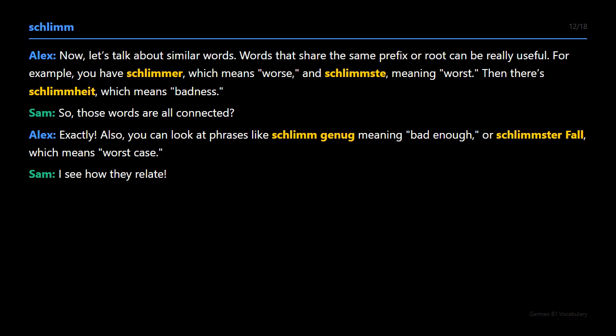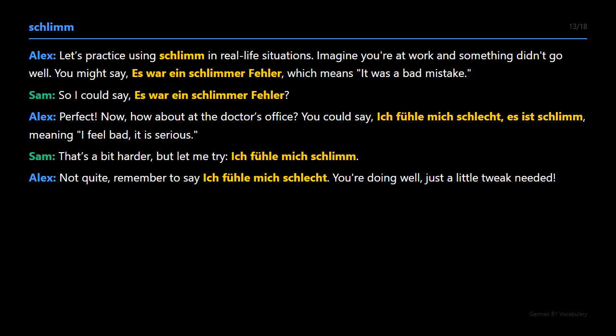Let's practice using Schlimm in real-life situations. Imagine you're at work and something didn't go well. You might say, Es war ein schlimmer Fehler, which means it was a bad mistake. So I could say, Es war ein schlimmer Fehler.